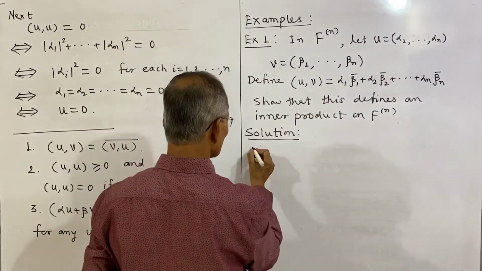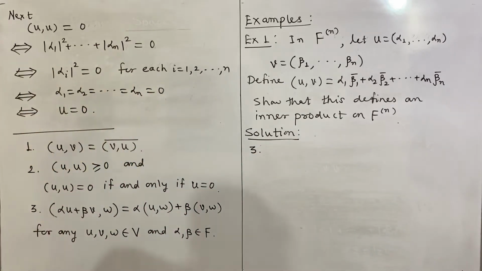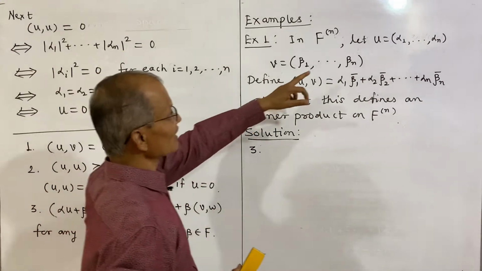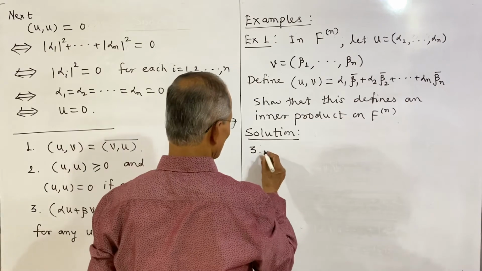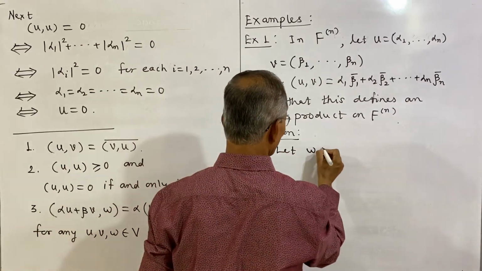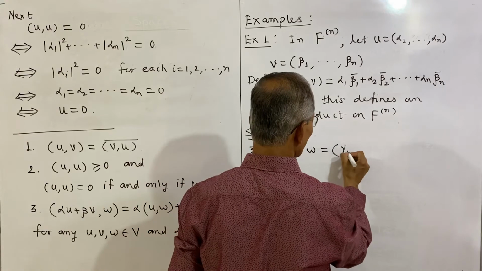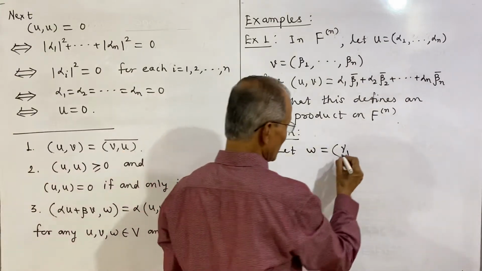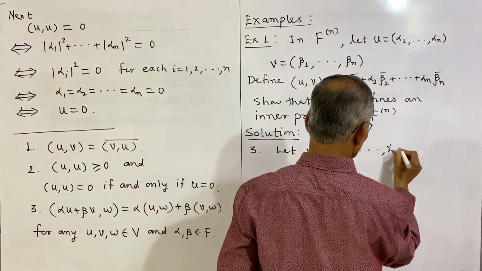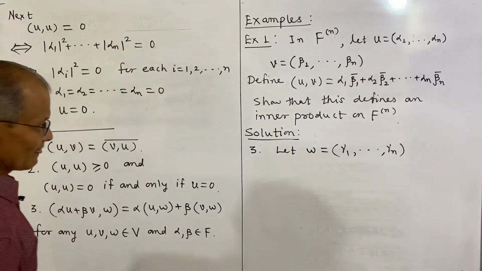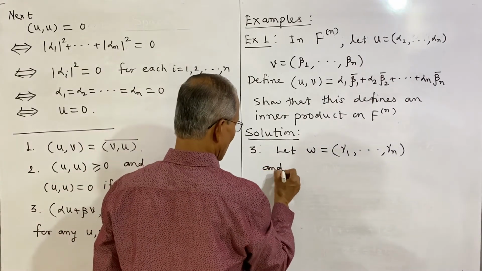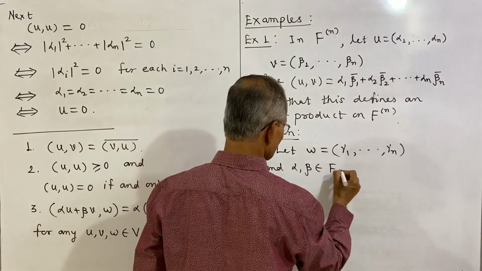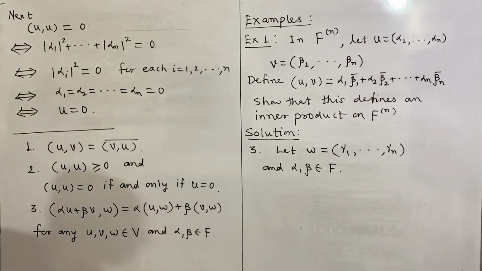See, for the third property, which is the linearity property, we have to take three vectors u, v, w belonging to V. Now u and v are given here. Let w be the third vector, having components gamma 1 up to gamma n, since alpha and beta are used for u and v. This is w, and let alpha, beta belong to F, scalars. The third vector we have considered; the earlier vectors we will take as they are, u and v.